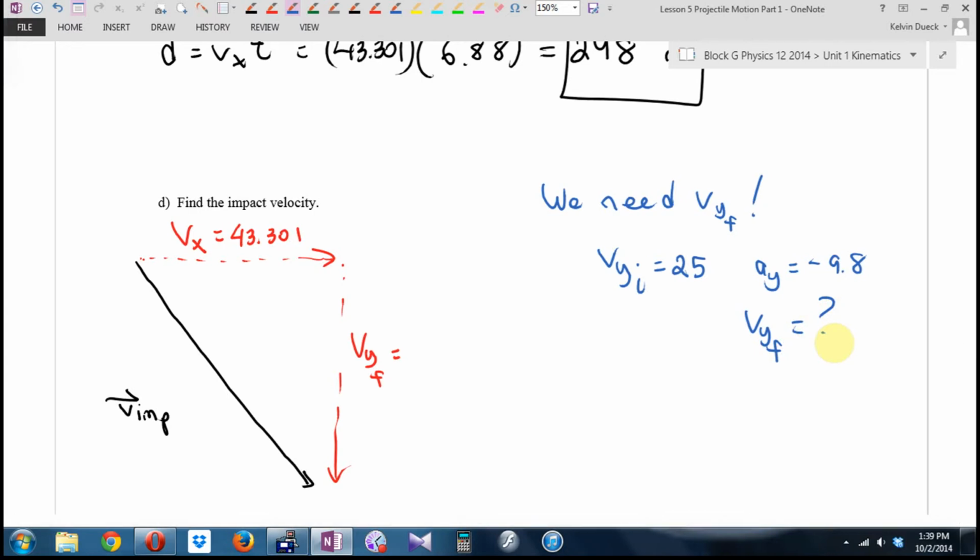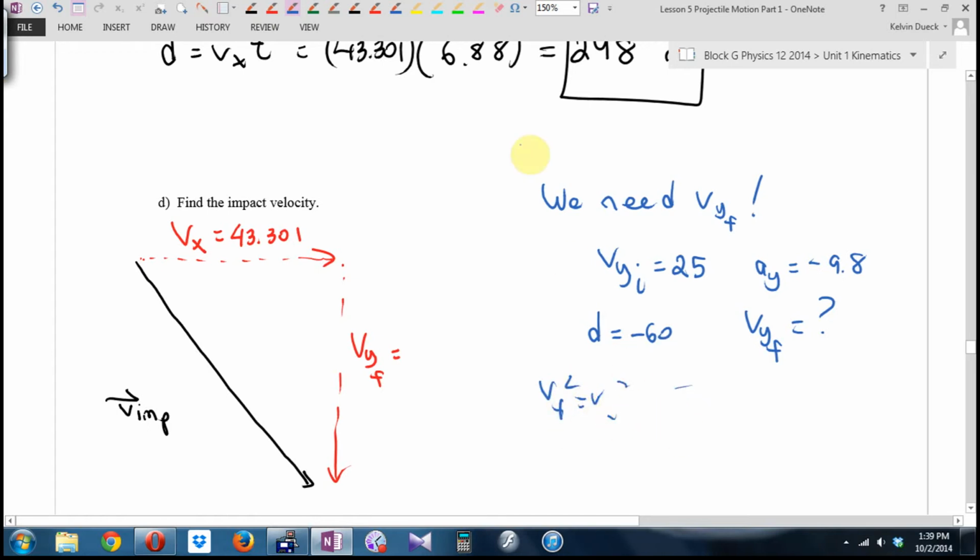What else do I know? I could, don't write this next bit down, I could use D equals negative, what was the height of the cliff? I've forgotten. I could use that, and then I could go Vf squared equals Vi squared plus, you know what, that's a lot of work. I think instead I would use, I know the time of flight is 6.88, because then I can go to an equation that has Vf by itself already. I think there is an equation that has Vi, Vf.